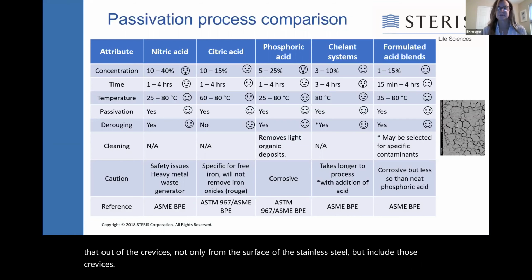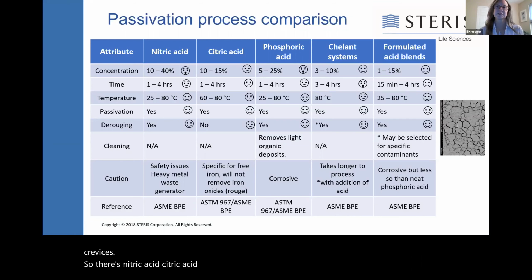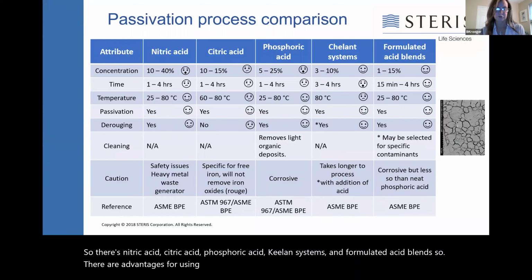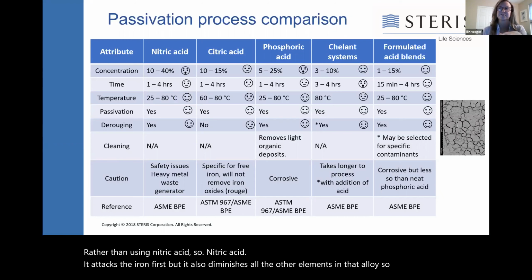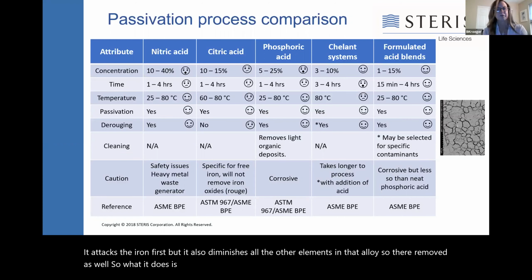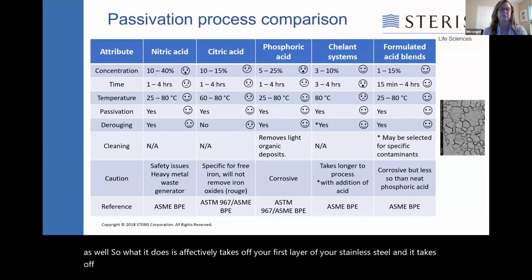So there's nitric acid, citric acid, phosphoric acid, chelant systems, and formulated acid blends. There are advantages to using citric. It is generally recognized as safe, or GRAS, it's food safe. There are safety advantages compared to using nitric acid. Nitric acid attacks the iron first, but it also diminishes all the other elements in that alloy, so they are removed as well. What it does is effectively take off your first layer of stainless steel, and it takes off your chromium level as well, your chromium oxide.